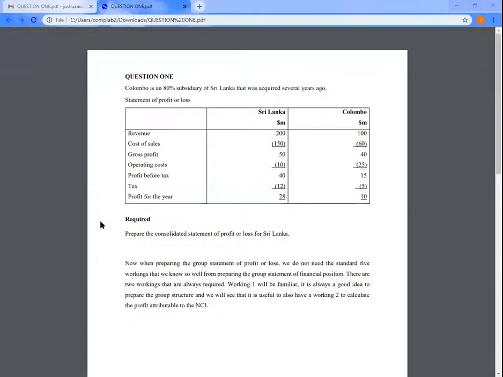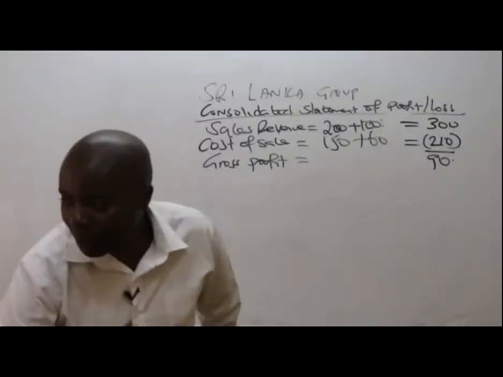So this 55 is what we call the profit before taxation. Once you have the profit before tax, go ahead and share this with your taxman. So we have here less tax. The tax also has to be consolidated.